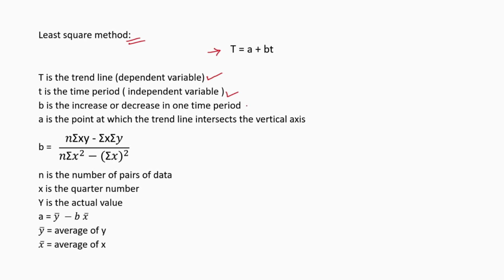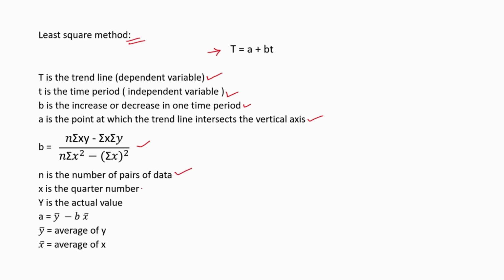Simple b is the increase or decrease in one time period. This is also called the gradient or the slope of the trend line. Simple a is the point at which the trend line intersects the vertical axis. Using this formula, we can find the value for b. Simple n is the number of pairs of data.